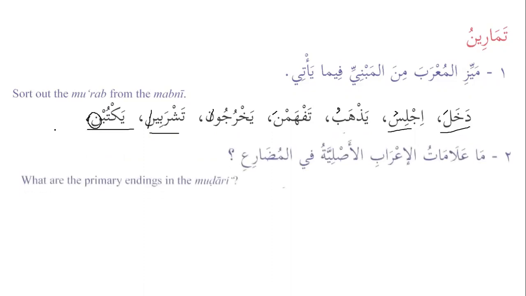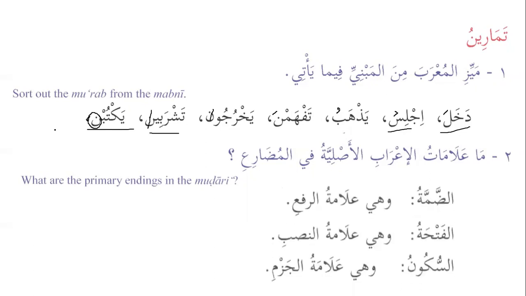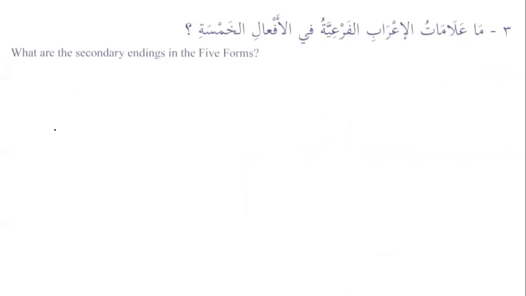ما علامات الإعراب الأصلية في المضارع؟ What are the primary signs of the مضارع? Primary. ضمة, فتحة, سكون. Marfu, mansub, and majzum. ضمة, فتحة, and سكون. Also, we can say مسكون as well: سكن يسكن ساكن فهو مسكون. Yes, مسكون.